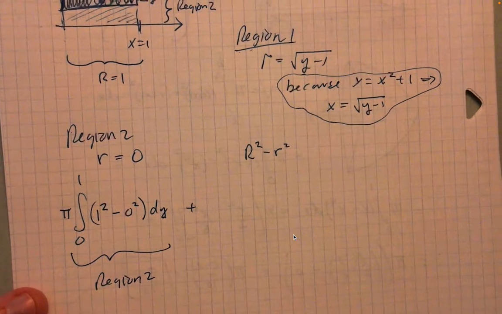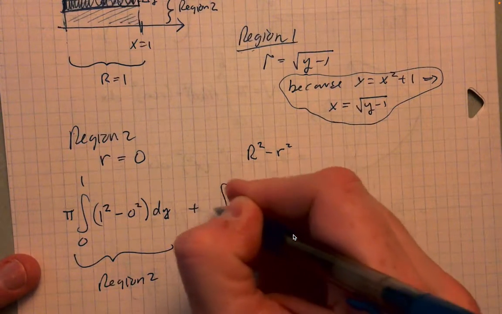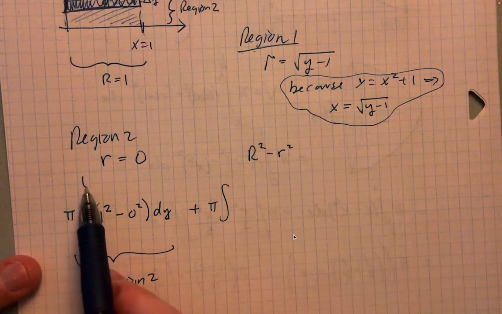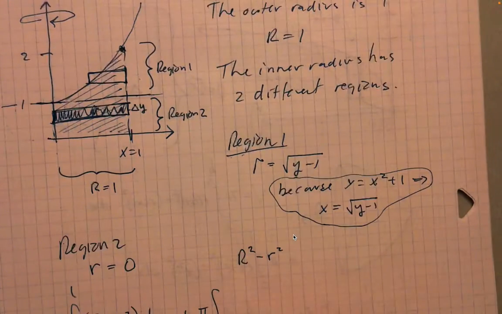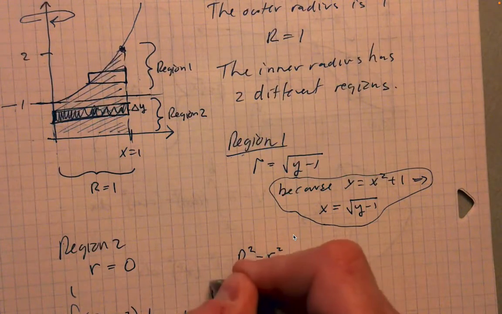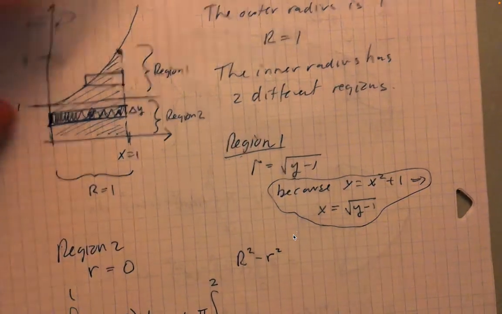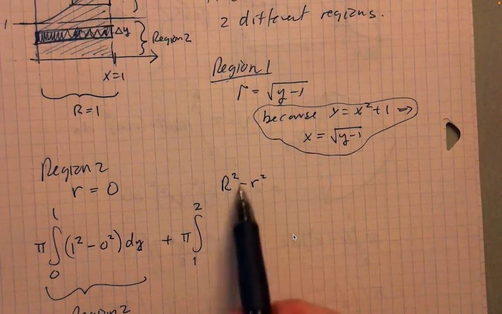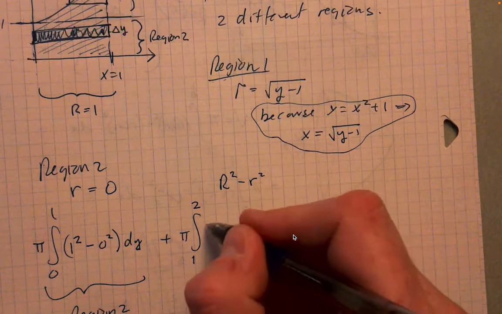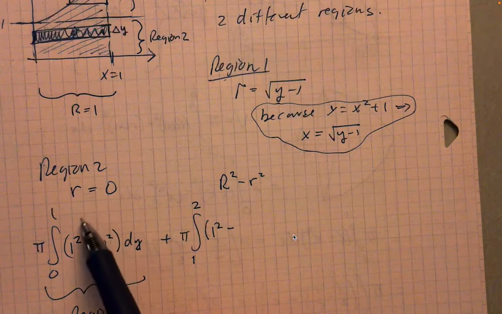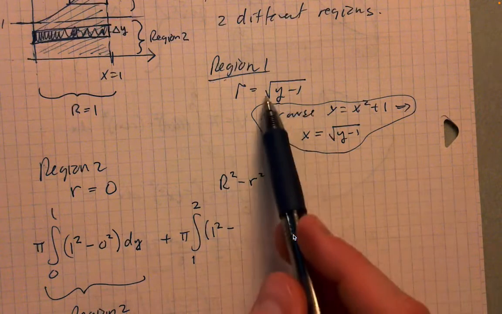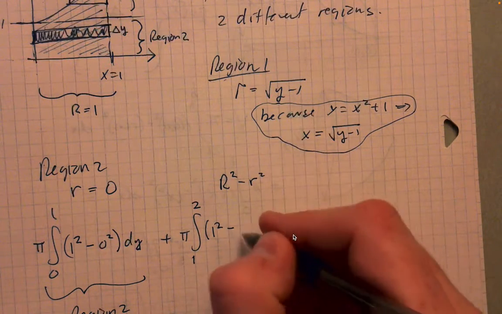Again, I labeled them slightly backwards, but that's okay. And then the second one will be another integral, and it'll go from 1 up to 2. And there, the big R is again 1, so it's 1 squared minus, now the little r is different in region 1, so it's the square root of y minus 1.